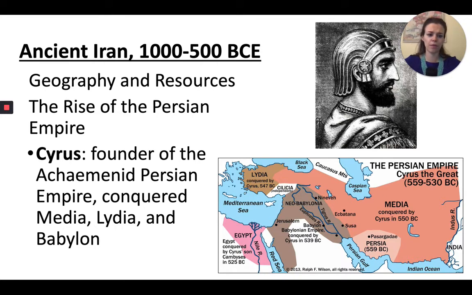So we are going to see it all starts with Cyrus. Cyrus is going to be the founder of the Achaemenid Persian Empire. He is going to found Media, Lydia, and Babylon. So remember all of those sort of Mesopotamian city-states that we have talked about in the past. Cyrus is going to unite various Persian tribes. He's going to overthrow the Median monarch and help found the Persian Empire.